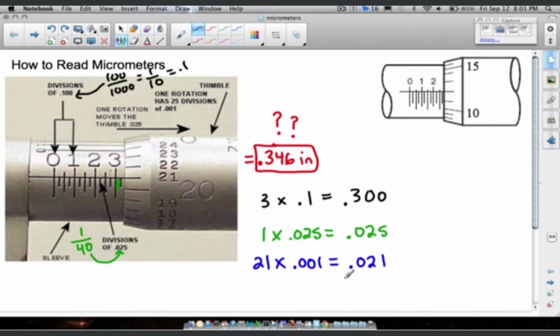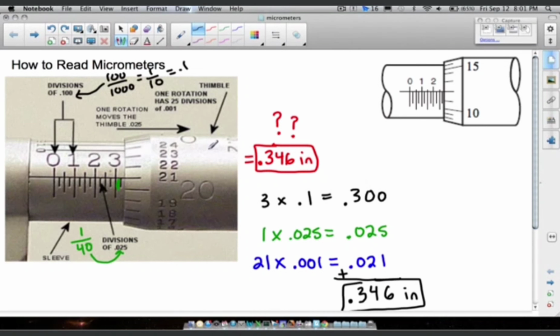Now we can finally see where this answer comes from. If you add up all these decimals: 0, 5, and 1 is 6; 0, 2, and 2 is 4; 3, 0, 0, that's going to be 3, and bring down your decimal. As you can see now, that's where the 0.346 comes from.